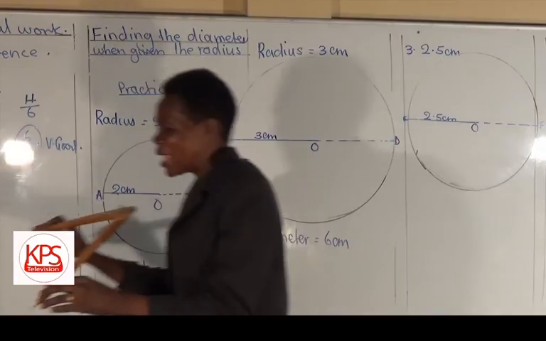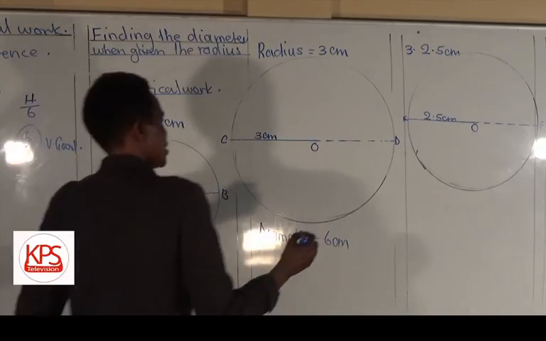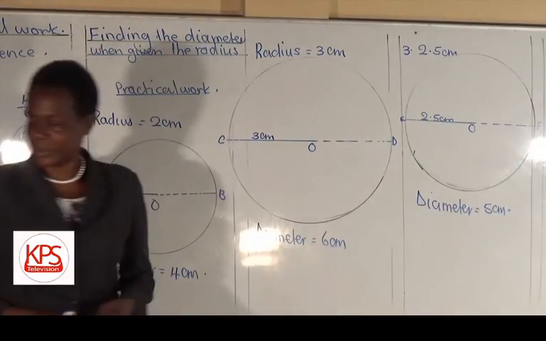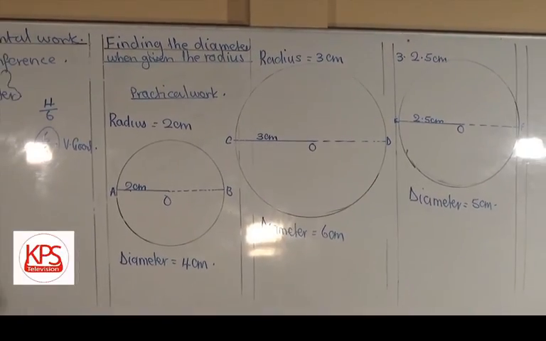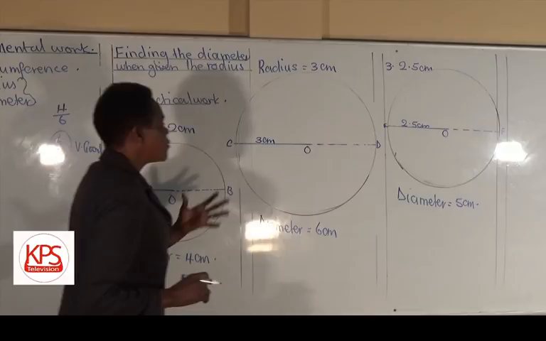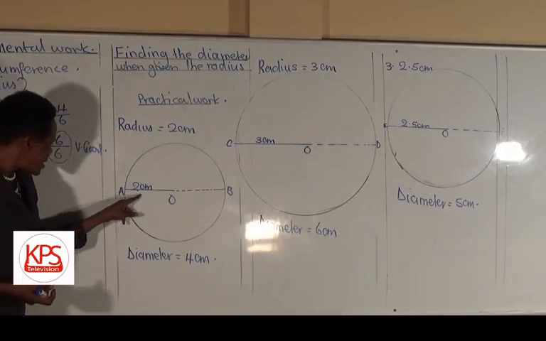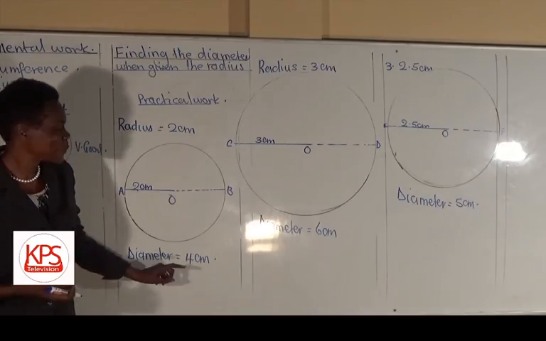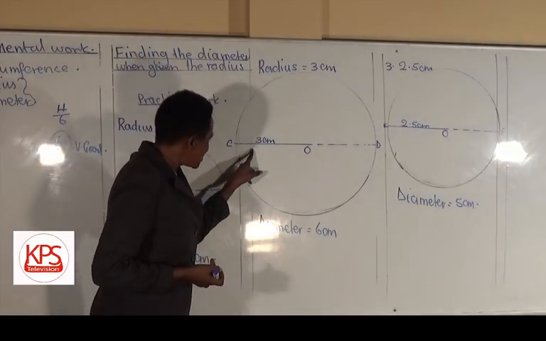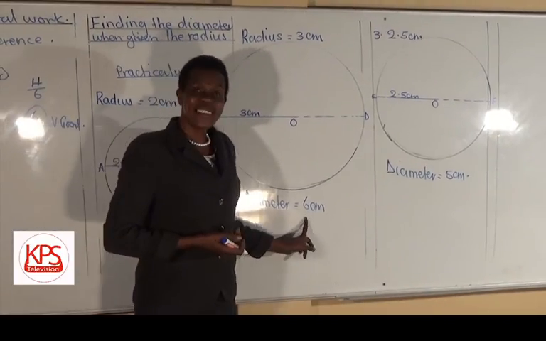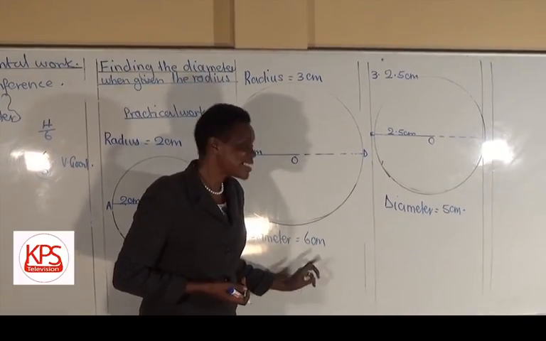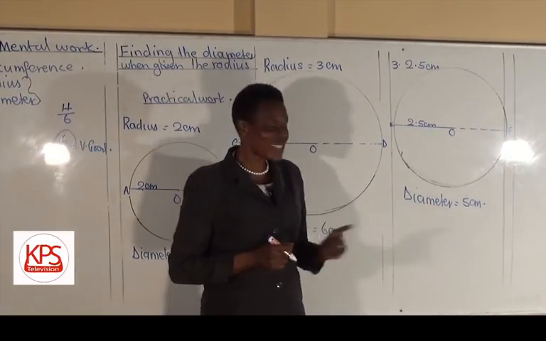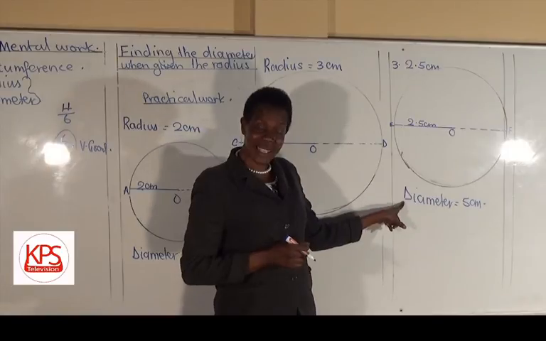Then I go to the last one. And I go back to my ruler. It has given me 5 centimeters. Now we go to our findings. When the radius is 2 centimeters, the diameter becomes 4 centimeters. When the radius is 3 centimeters, the diameter becomes 6 centimeters. When it is 2.5 centimeters, the diameter gives us 5 centimeters.